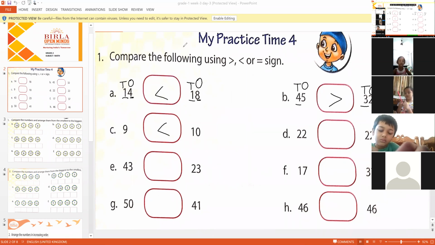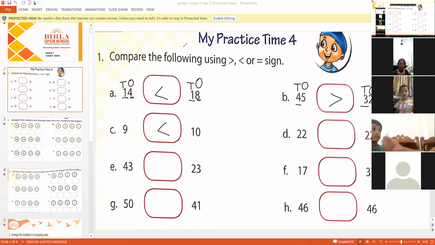Shri Shragvi, you tell me the answer for D bit. What are the two numbers in bit number D? Tell me the two numbers, quickly. 22, and the next number is 22. Okay, Shragvi, now tell me which number is smaller, which number is greater, or are they equal? They are equal.